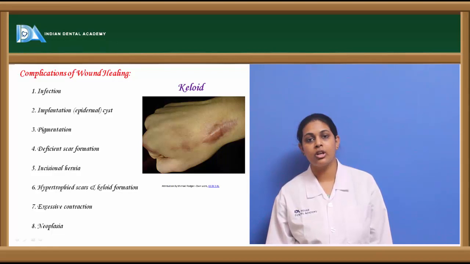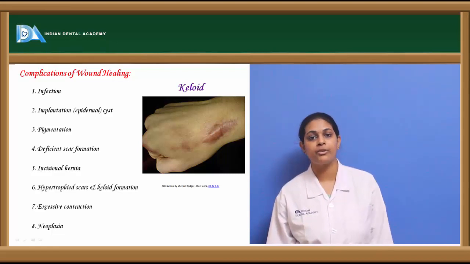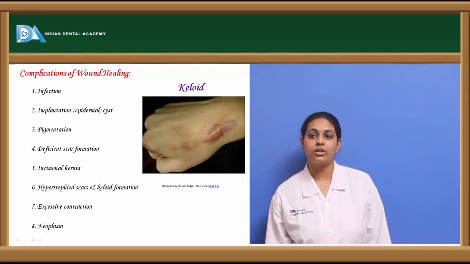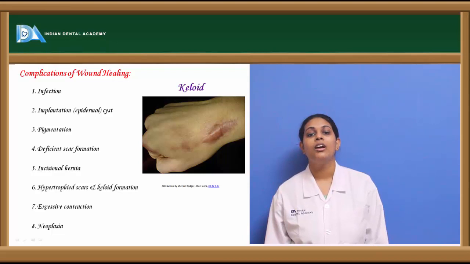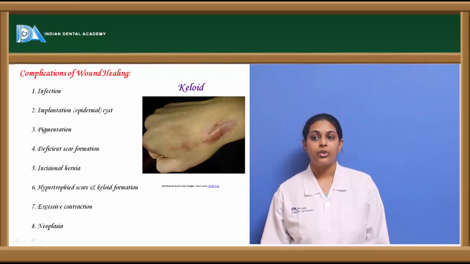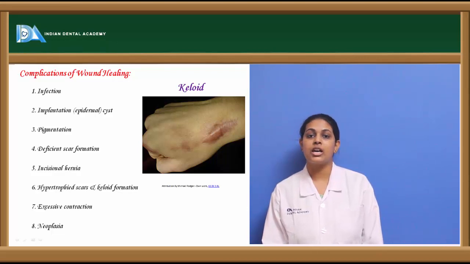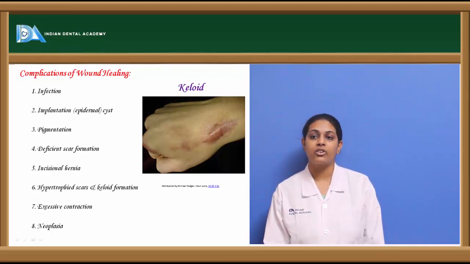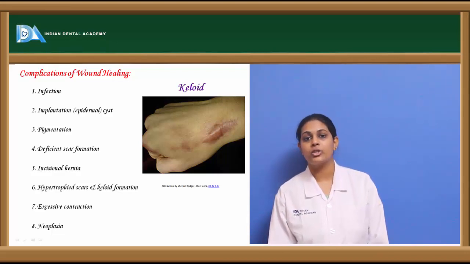Deficient scar formation, this is because of the incomplete proliferation of the fibroblasts and the incomplete formation of the granulation tissue, which might result in deficient scar formation. It is mostly seen in large and untidy wounds. And coming to incisional hernia, usually when the injurious agents are open, in case of conditions like laparotomy, incisional hernia can also be seen.